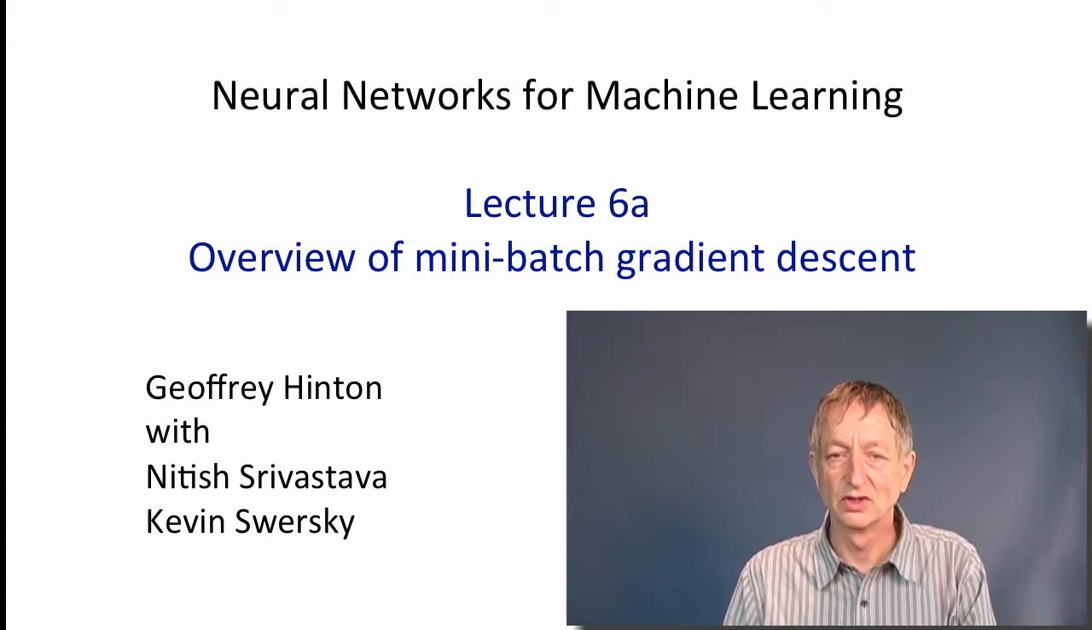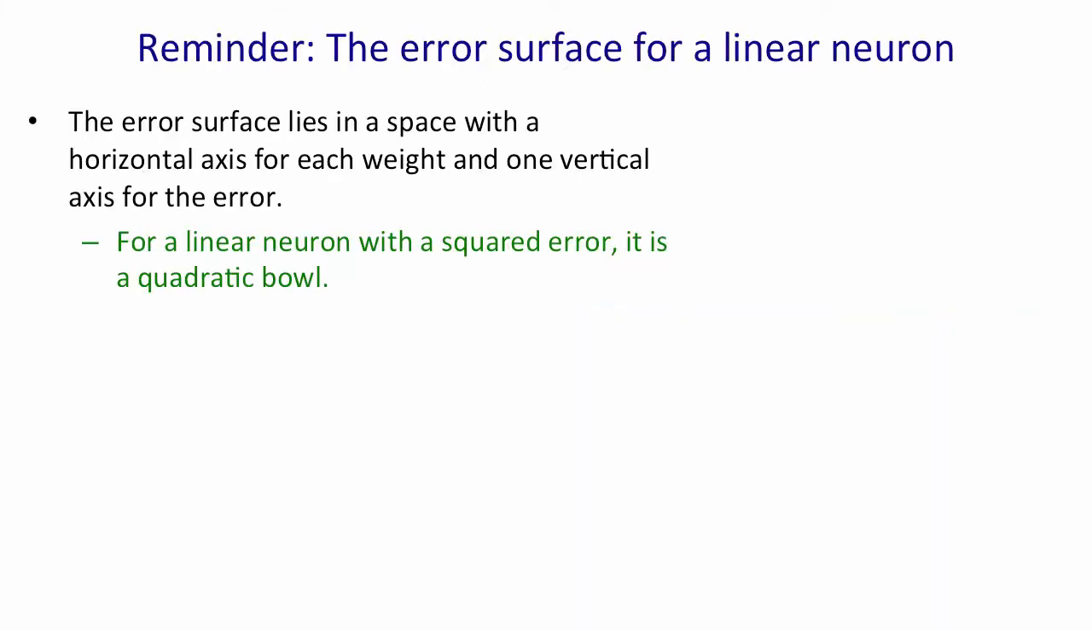In this video, we're going to look at stochastic gradient descent learning for a neural network, particularly the mini-batch version, which is probably the most widely used learning algorithm for large neural networks. We've seen this before, but let's start with a reminder about what the error surface looks like for a linear neuron. The error surface means a surface that lies in a space where the horizontal axes correspond to the weights of the neural net, and the vertical axis corresponds to the error it makes.